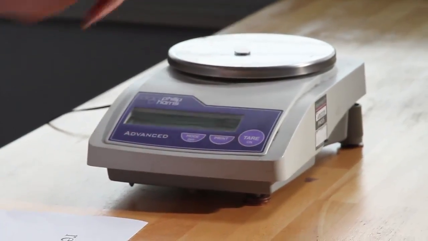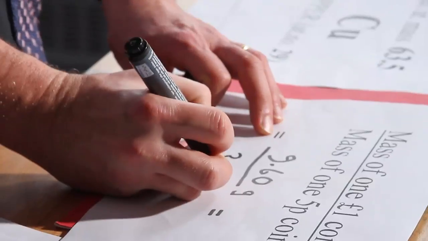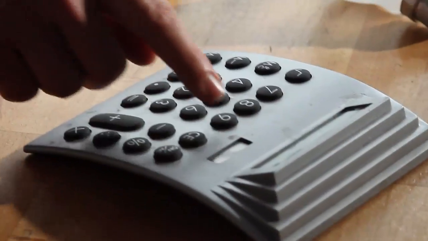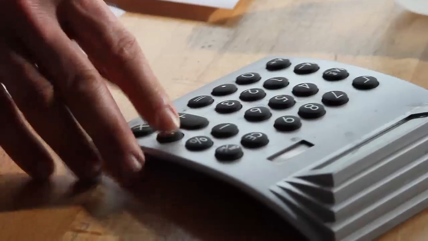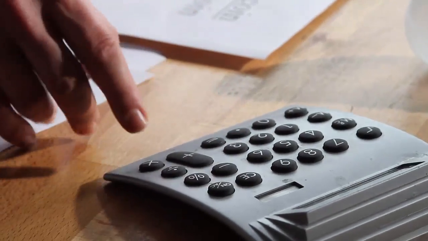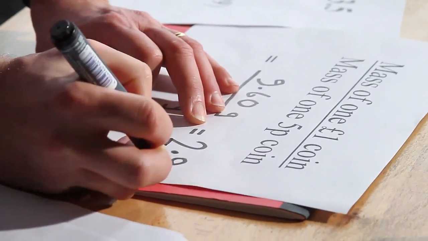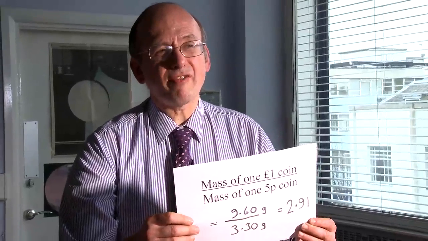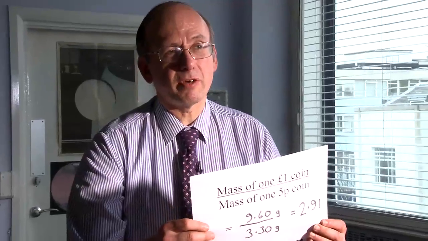Let's make sure our balance is stable. And that gives us a mass of 3.30 grams. So if I now divide the mass of the pound coin, 9.60, divided by 3.30, we find that to two decimal places we get a ratio of 2.91. In other words, the pound coin is roughly 3 times as heavy as the 5p coin, just under 3 times as heavy.